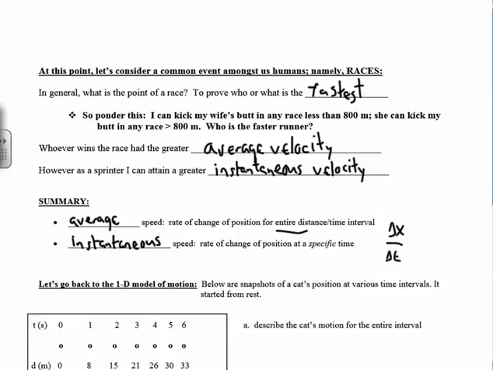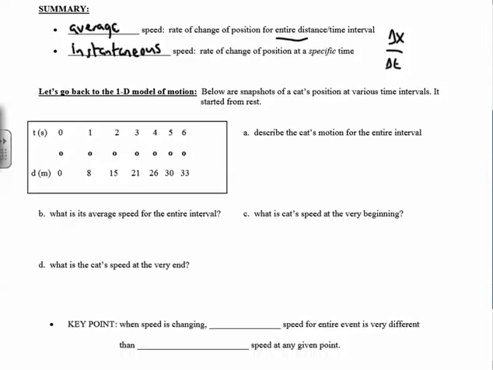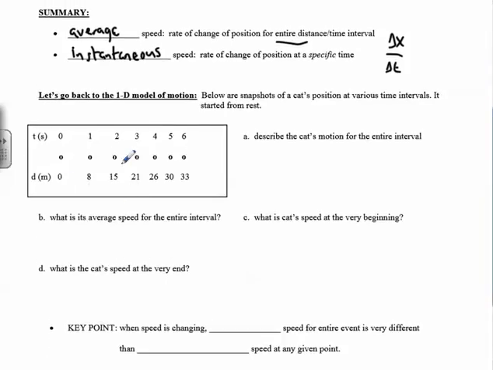So let's take a look at 1D motion once again, a little more complex than the one we referred to last page. Suppose we have a cat doing something or other, and we can take snapshots of where it is at various times, from time 0 to time 6. Instead of D, let's call the position X, in meters. It says the cat started from rest; we're going to cross that out, because that's not true here. You're asked to describe the motion for the entire interval based on what you see before you. Take a second or two and form an answer for that.